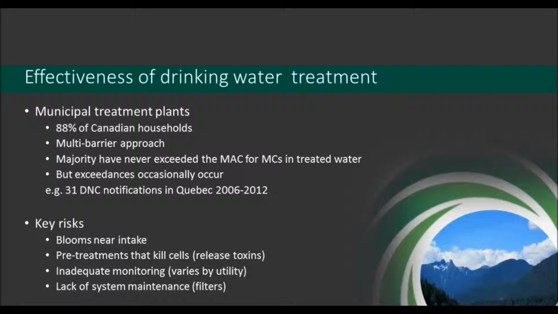So for the effectiveness of drinking water treatment, we looked across reports of whether cyanotoxins are being detected in treated drinking water. For municipal treatment plants, about 88% of Canadian households are supplied by municipal plants, and municipal plants tend to use multi-barrier approaches that are more effective in treating cyanotoxins, where they can remove both the cells and the extracellular toxins, so toxins that are removed by removing the cells. They don't make their way into the water. And then if there are subsequent treatments that can remove the toxins that remain, that's the most effective.